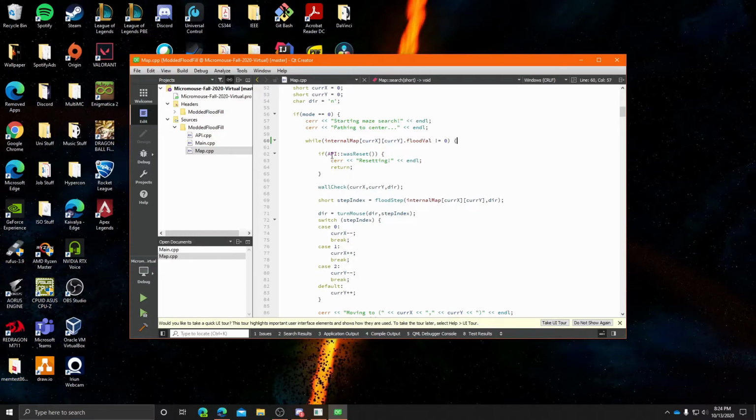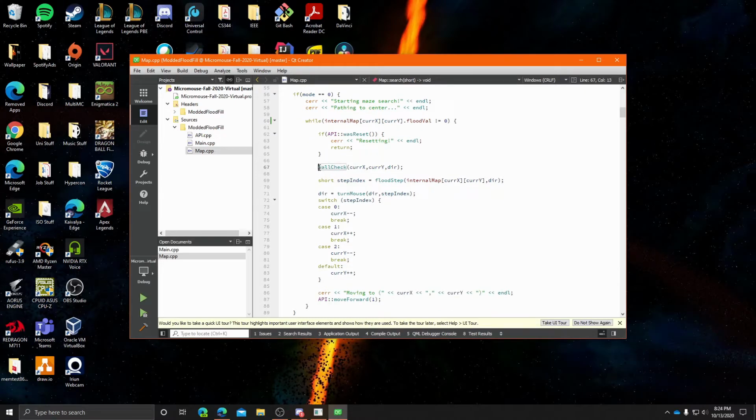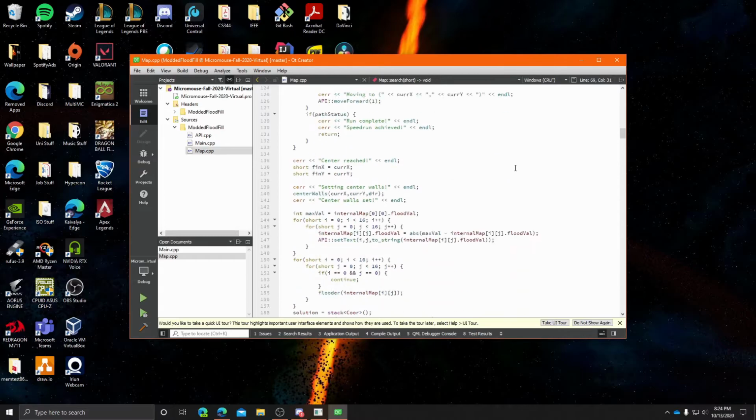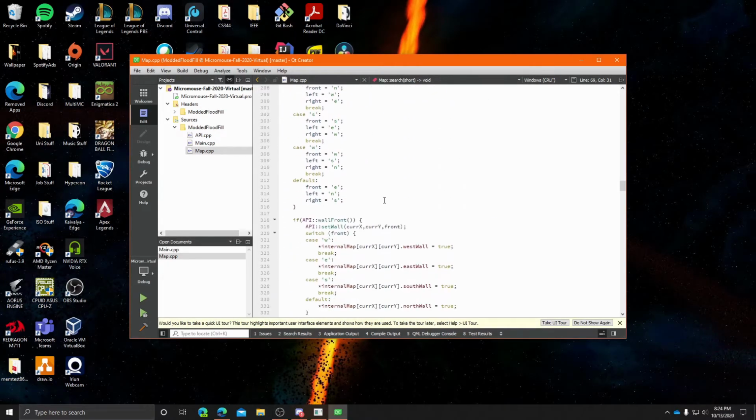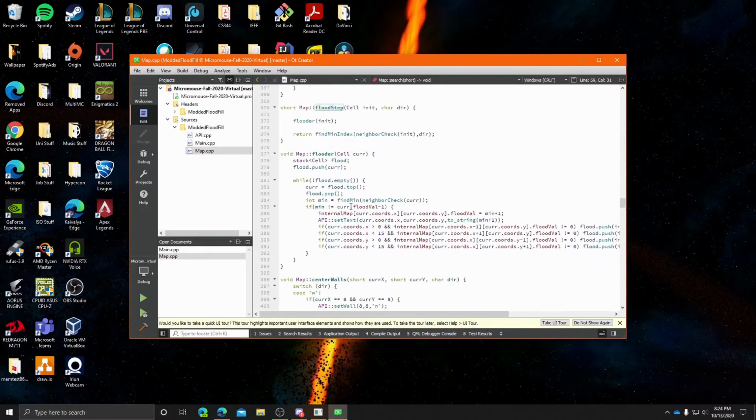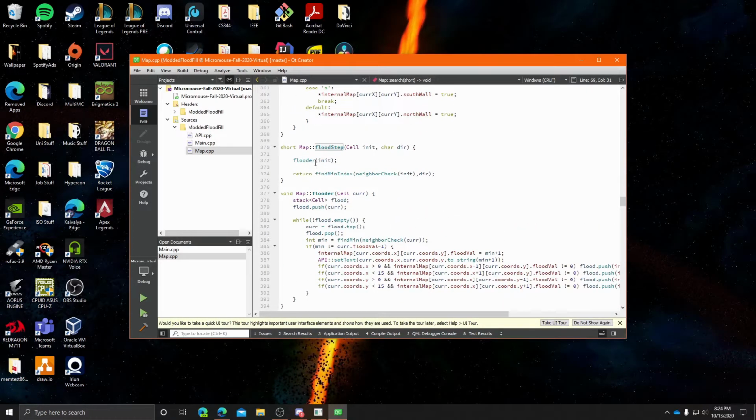Okay. So it checks for the walls as you move along, right? It sees where it can step to using the flood step function. And what the flood step function does is it incorporates the flood fill algorithm. It takes the cell you're currently on and the direction you're facing.